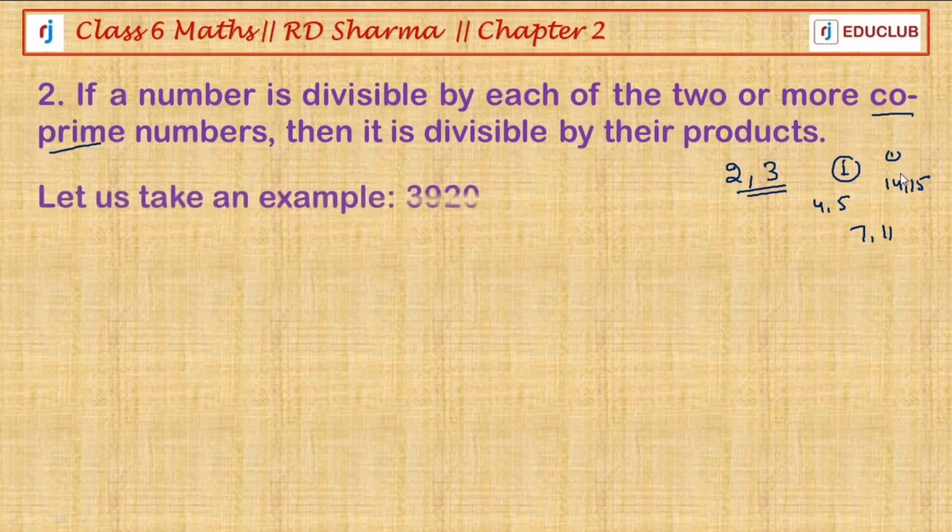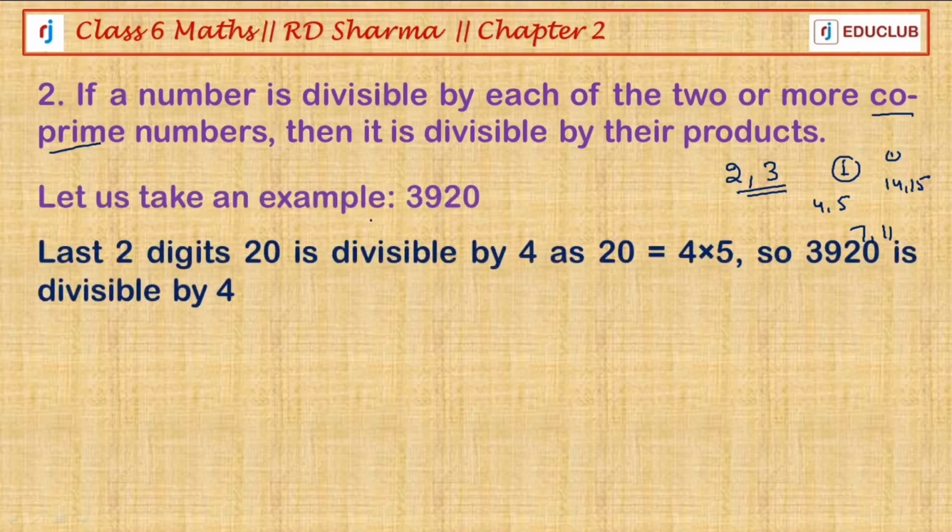Let us take one example, 3920, okay? Now let us check, okay? Last two digits are 20, it is divisible by 4, as 20 is equal to 4 into 5, so we can say 3920 is divisible by 4, okay? This is divisible by 4, okay?